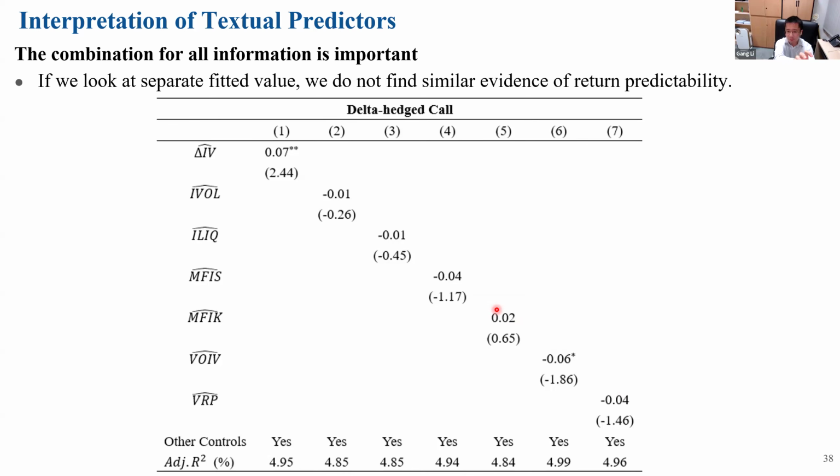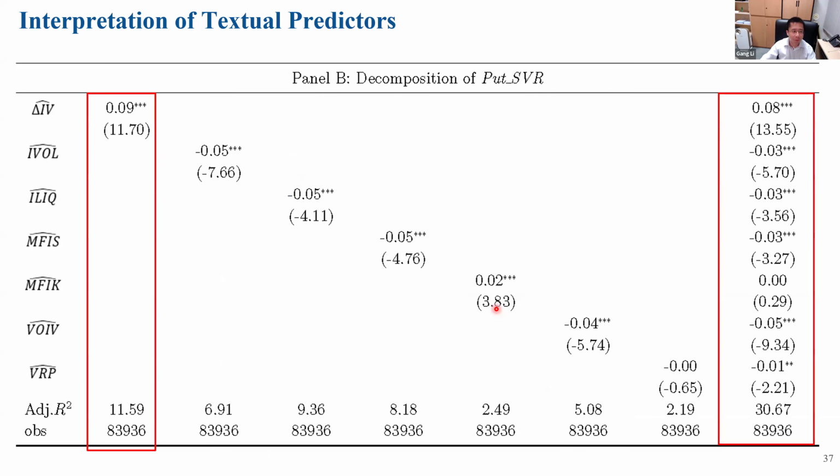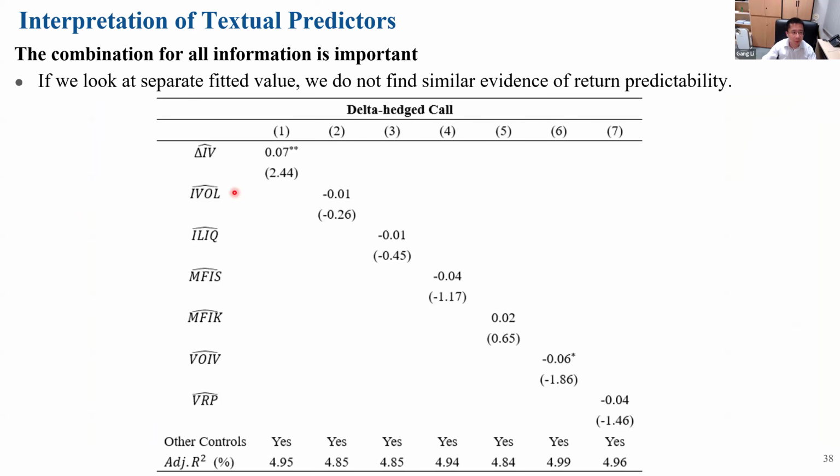And then we use this fitted value, like what we did for the previous one, delta IV hat, to forecast the delta-hedged option returns. We can find a relatively significant result, but it's not as strong or as significant as the option return predictability using the option return as the target. And not to mention that for the other parts, if we do a similar analysis, it will lose significance.